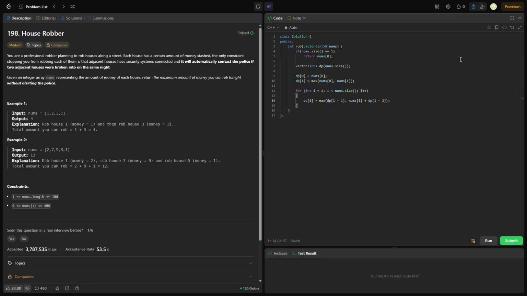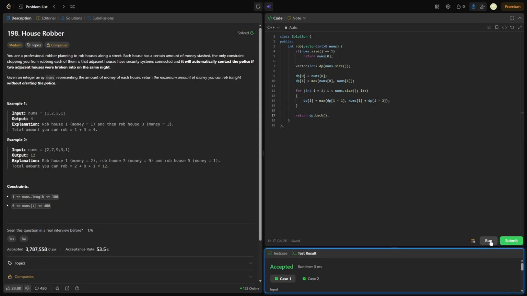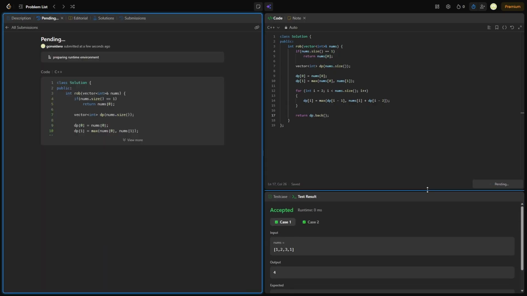That's the whole algorithm. And remember, the answer is going to be at the very end of the DP array, because this is cumulative in terms of us counting up the profit. The very last index is going to hold our answer. So we do return dp.back. That should be it.